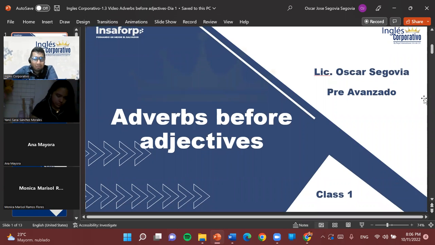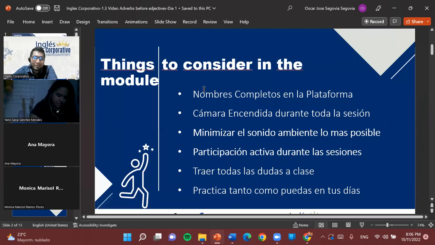And it's some of the rules. Of course, we know that there are going to be a couple of rules that we have to follow. So, things to consider. We're not going to call them rules, but things that we can keep in mind during the process of this module. The first one is, please have full names on the platform, because that will make my life and your life a lot easier.